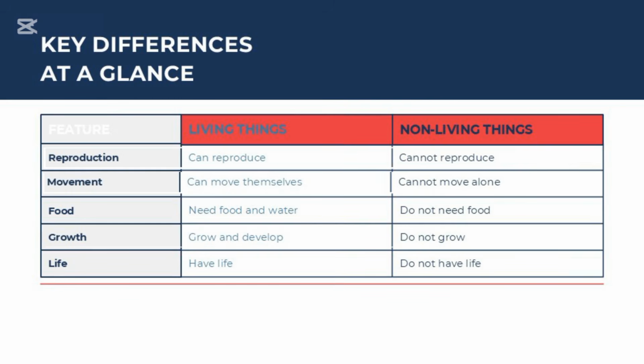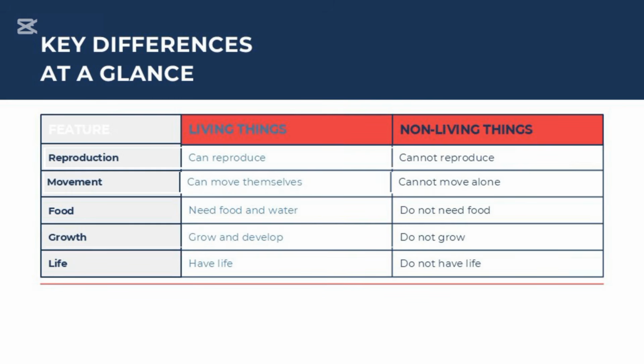On this slide, we see that non-living things cannot reproduce. They simply don't have the ability to create new organisms. In contrast, living things can reproduce, which is essential for their survival and continuity.